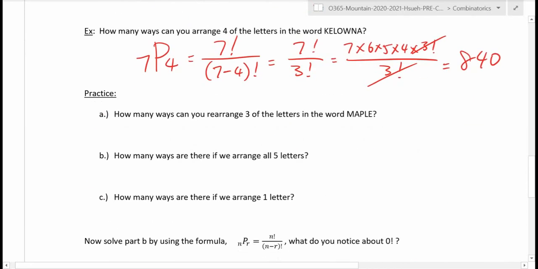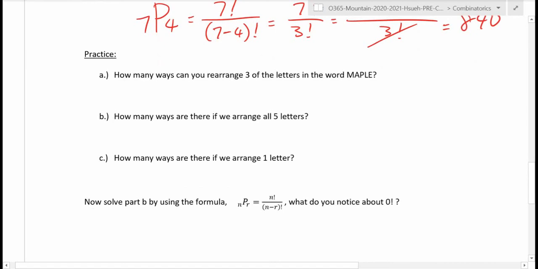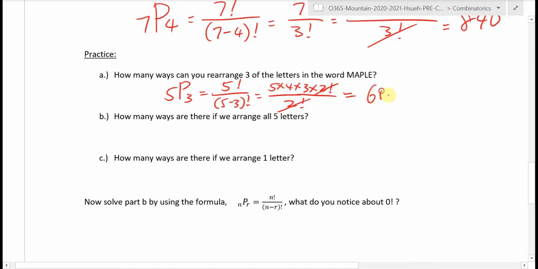Makes sense? Here are 3 questions for you to practice and see how you do. Good luck. Part A: how many ways can you arrange 3 letters from the word maple? This is simply going to be 5P3. That's 5 factorial divided by (5 minus 3) factorial, which is 5 times 4 times 3 times 2 factorial divided by 2 factorial. You can cancel them out, and you should get 60.